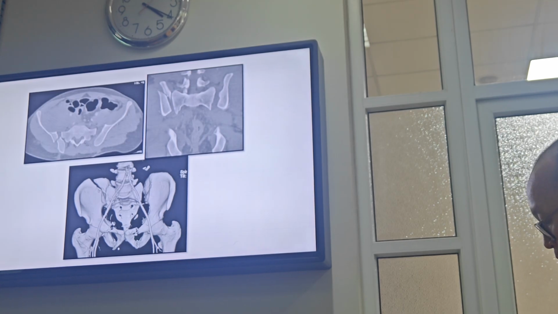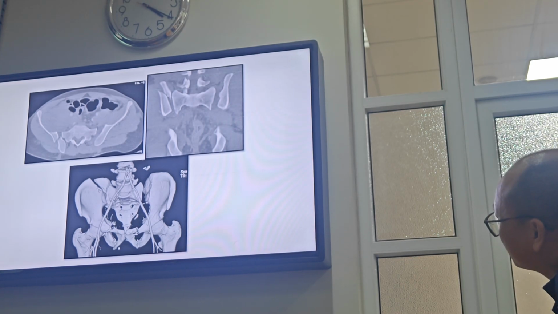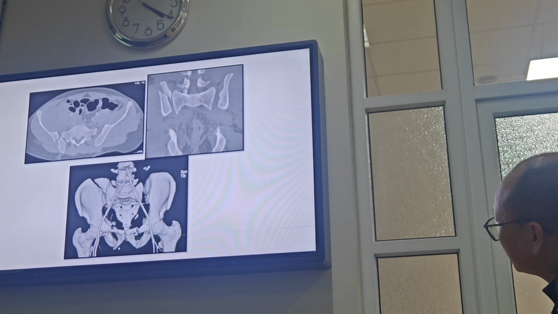Just like in brain, you have a coup countercoup injury. You hit here, your opposite side brain gets damaged. The same way here. You hit here on the pelvis, the opposite side opens up and causes anterior-posterior compression.